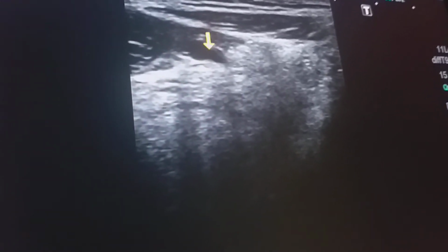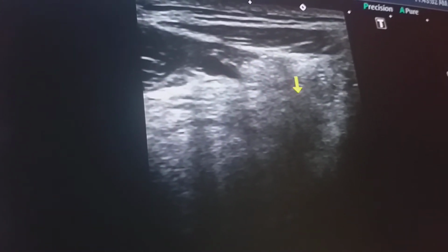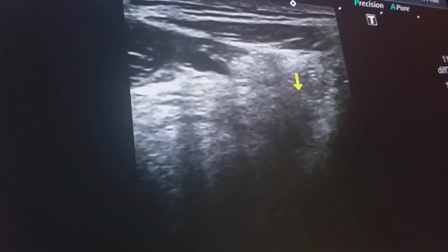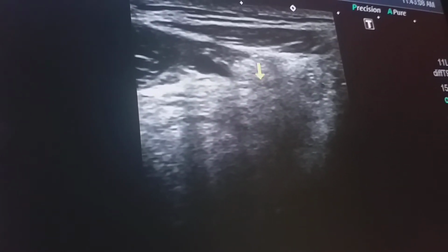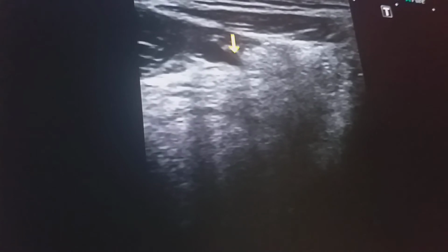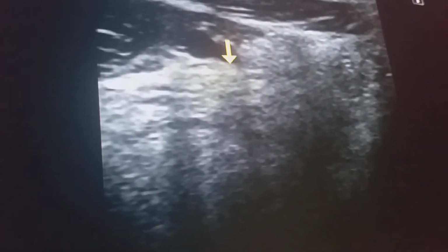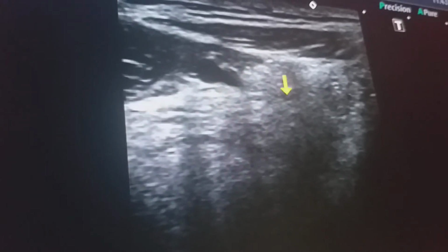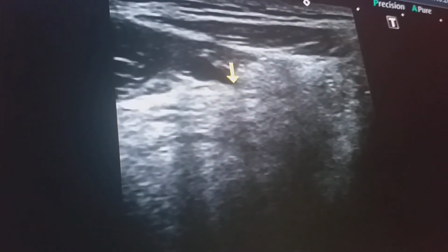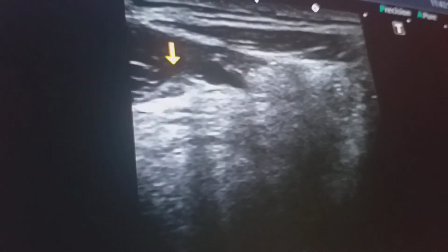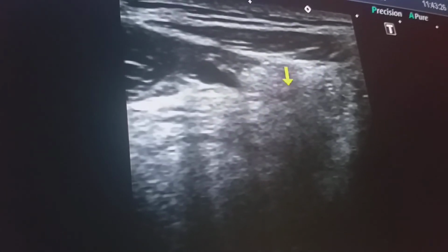This one is the inferior epigastric artery, and this is the gap, the defect, and this herniated tissue pushes the inferior epigastric artery laterally. So this is the indirect inguinal hernia. Medial is on this side, and this one is the lateral side.